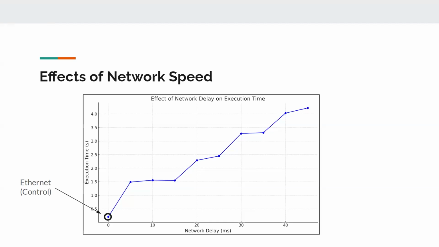But as we add more and more network delay, simulating a weaker Wi-Fi network, the overall execution speed of our model increases pretty dramatically in a linear fashion. And this tells us that our model, although it's extremely fast, is highly impacted by network delay. So network delay is a big bottleneck in our project.